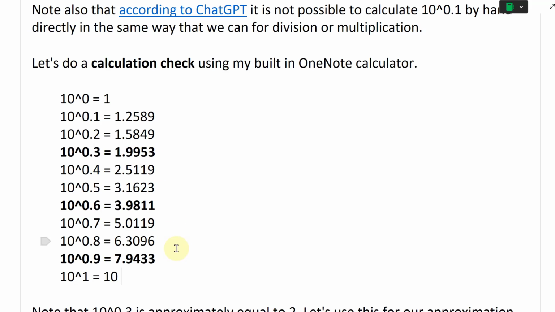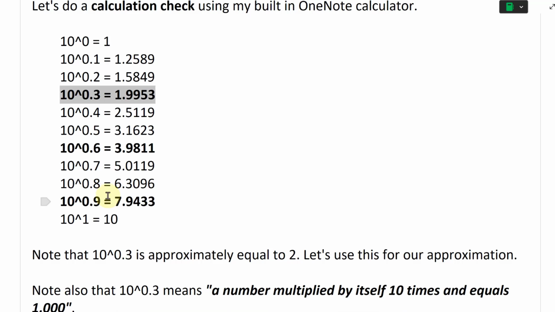I've bolded the ones that are interesting that we're going to use for approximation. Note here, 10 to the power of 0.3 is equal to 1.9953. And then 10 to the power of 0.6 is equal to 3.9811. And 10 to the power of 0.9 is equal to 7.9433. In other words, this right here is approximately equal to 2. This is approximately equal to 4. This is approximately equal to 8.